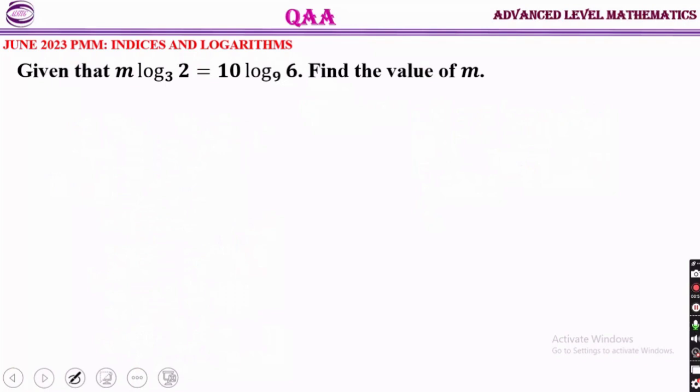In June 2023, this time around pure maths mechanics, it says given that m log to the base 3 of 2 equals 10 log to the base 9 of 6, find the value of m. Now, in solution, the actual problem with this question is the fact that the bases are different. If not, the value of m will be very simple to find.